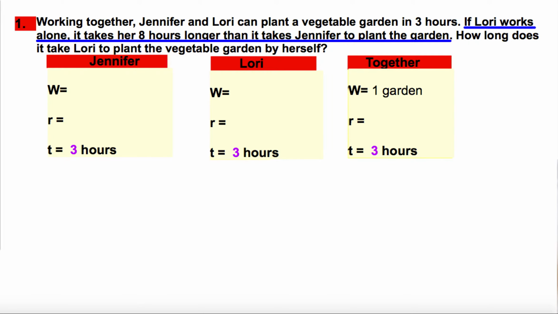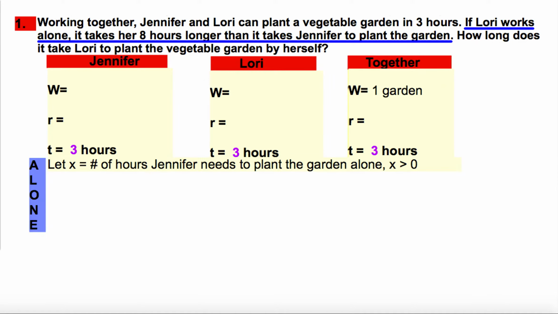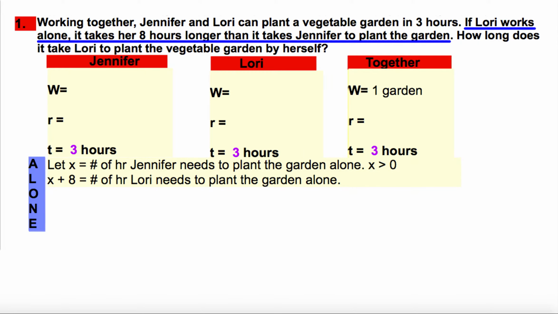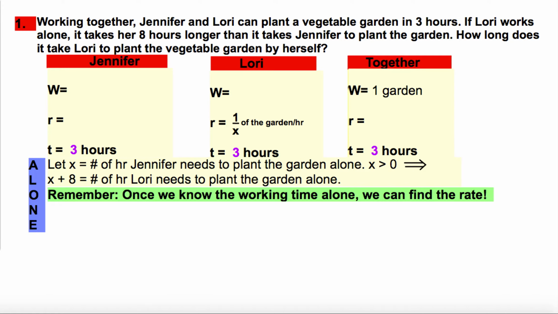If Lori works alone, it takes her 8 hours longer than it takes Jennifer to plant the garden. Let x equal the number of hours Jennifer needs to plant the garden alone, x greater than 0. x plus 8 is equal to the number of hours Lori needs to plant the garden alone. Remember, once we know the working time alone, we can find the rate.